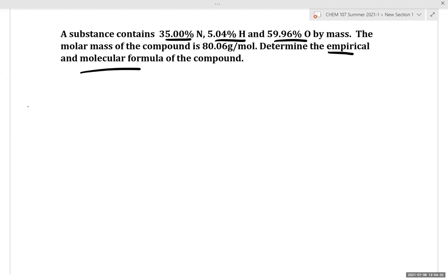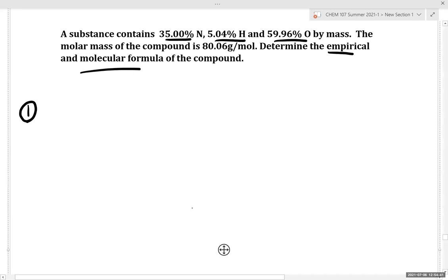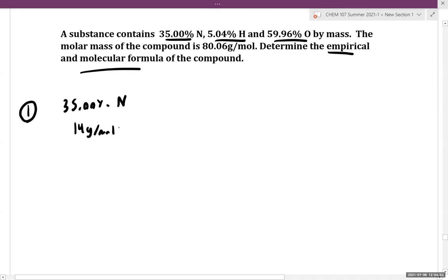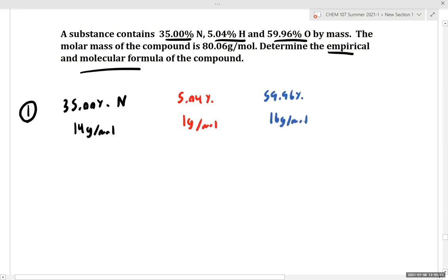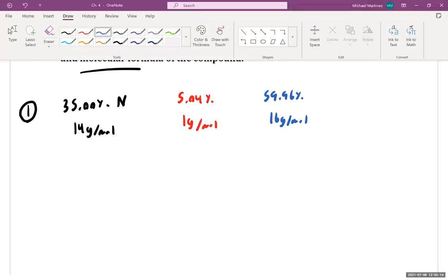So to provide a little bit of guidance here, I'm going to ask the class to begin to share some responses. So we have one student sharing that they calculated 35 grams for nitrogen. We have a mass percentage of nitrogen of 35%. We also know nitrogen has a molar mass of 14 gram per mole. For hydrogen, we have a mass percentage of 5.04% with a molar mass of 1 gram per mole. Oxygen, we have a percentage of 59.96% with a molar mass of 16 gram per mole.